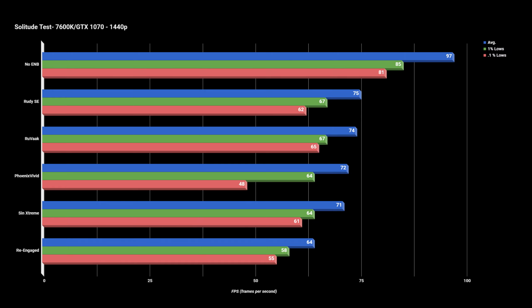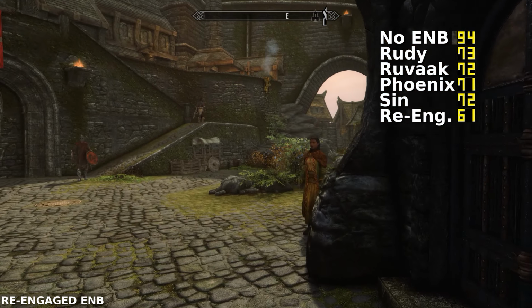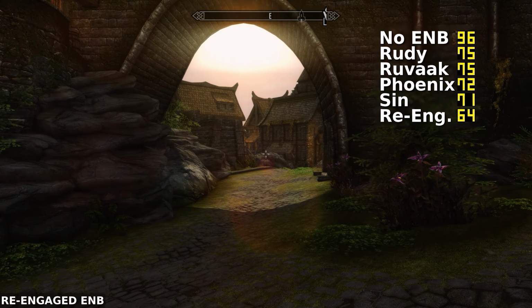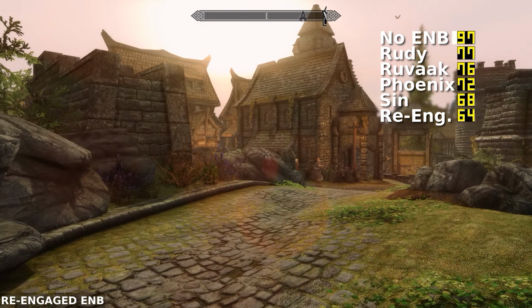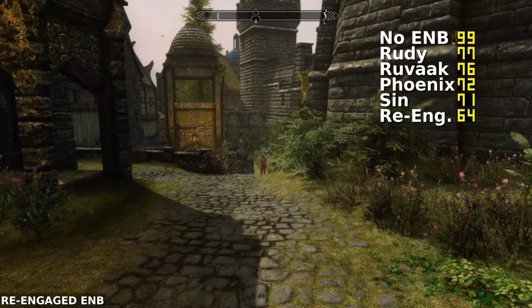Moving right along to the Solitude test, we see the performance loss range from 22% at the low end with the Rudy preset to 34% with the Re-engaged preset. However, with a non-ENB average FPS of 97, frame rates are all staying above 60 on the average, making the losses mostly negligible. Phoenix dips on the 0.1% lows like last time, showing that the ENB reshade combo may cause some stuttering in comparison to just ENB, but again, very good results all around.